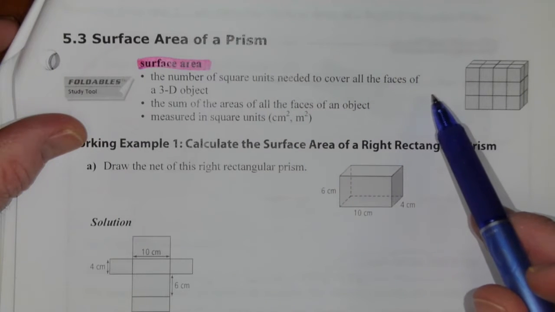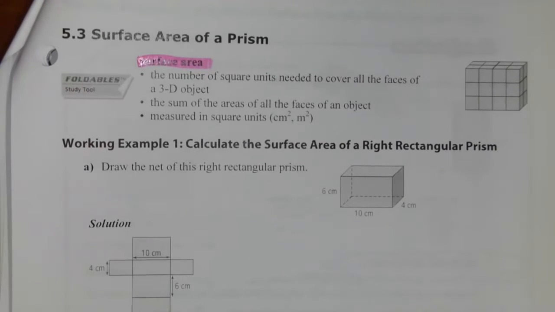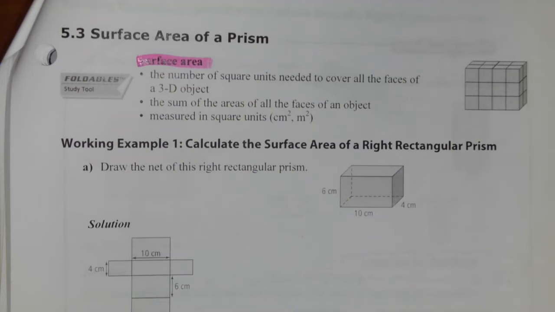3D object. So think of surface area like wrapping a present. You've got this box, and you need to know how much paper it takes to cover the outside of the box. So that's what the surface area is, because you don't want any of your box visible when you give it to somebody as a gift. And it's a 3D object, so that makes sense.